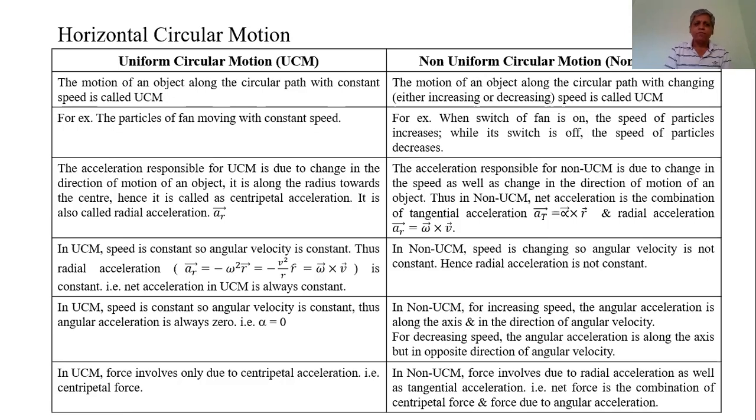For example, consider the particles of a fan moving with constant speed. If the speed of the fan is constant, then the particles of the fan perform circular motion, and that circular motion is uniform circular motion. But when we switch off the fan, the motion of the particles of the fan is non-uniform. This is the motion of the fan with uniform speed, that means every particle of the fan performs uniform circular motion.